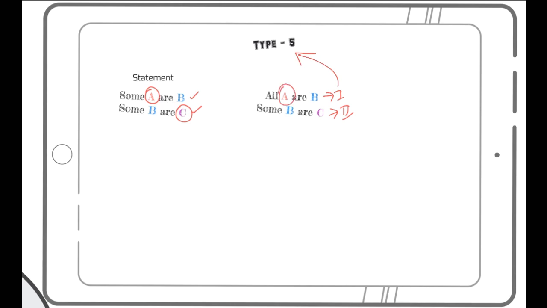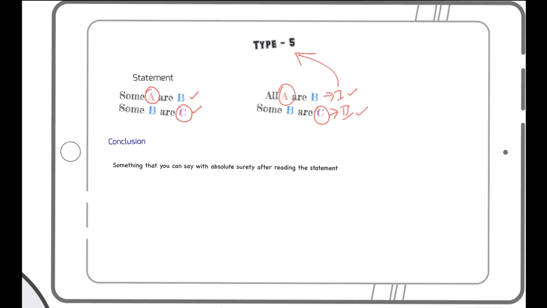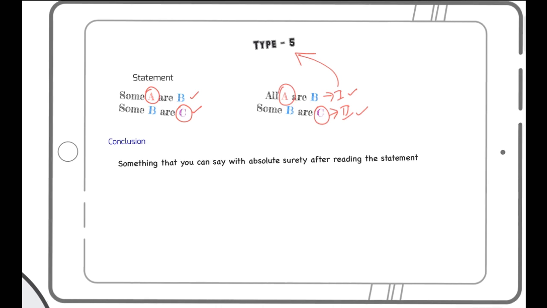Obviously, again here I need the conclusion between A and C, because individually I know the conclusion of one and two. But what if I combine them? What can I conclude about A and C and say surely? Conclusion, as we know, is something that we can say with absolute surety after reading the statement. So what can I say surely between A and C after reading the statements? Let's take one statement at a time. First we'll draw the diagram for some A R B.